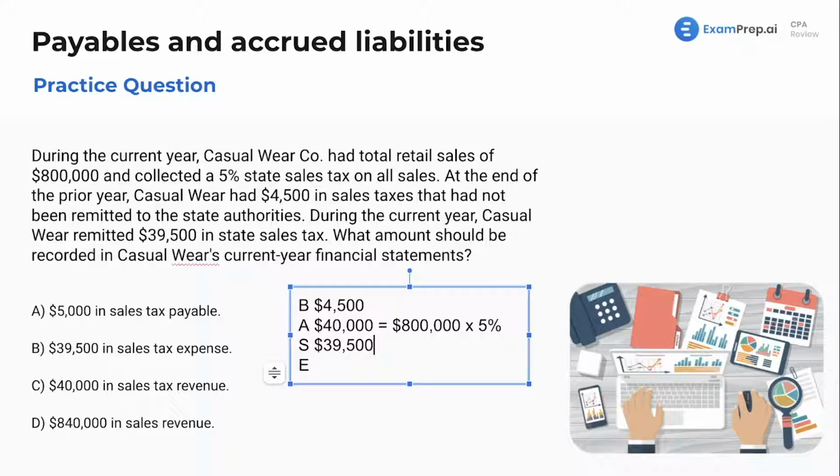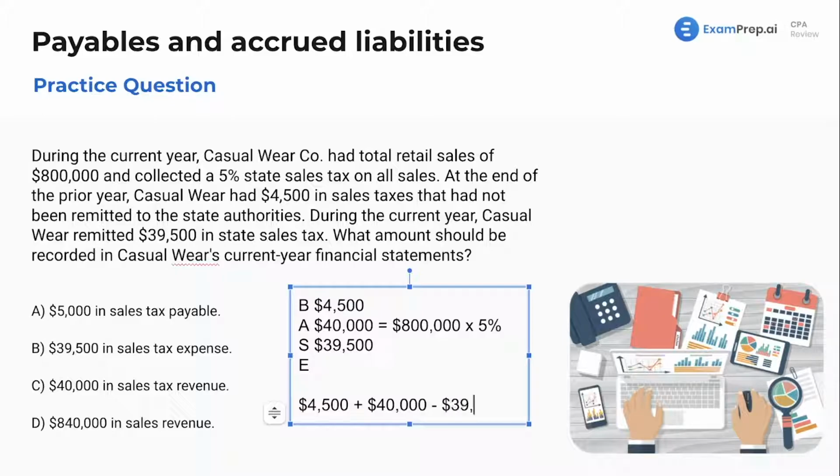So remember, the account we're dealing with is the sales tax. Essentially, think of it like a bank account where you're holding all of your sales tax money that you eventually need to give to the government. So the ending balance here can be solved by doing 4,500 plus 40,000 minus 39,500. And what do you get there? I'll give you a second. All right, so the final answer is 5,000.